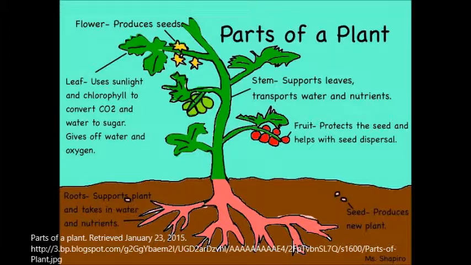Now let's look at the stems. Stems support the leaves and carry water and nutrients. Most stems help hold up the plant, and this helps the plant get the light it needs.